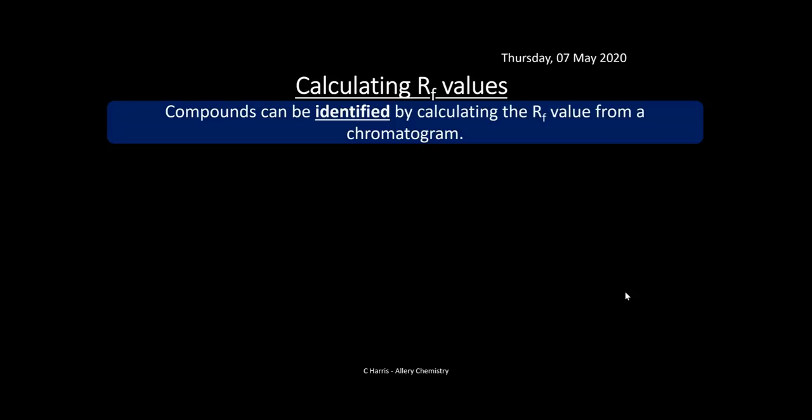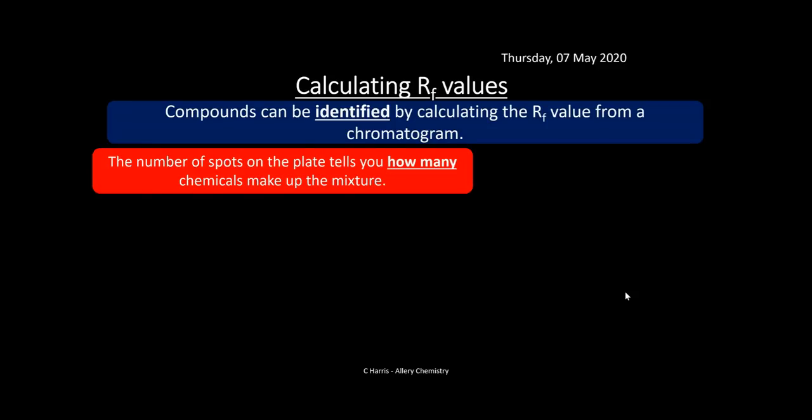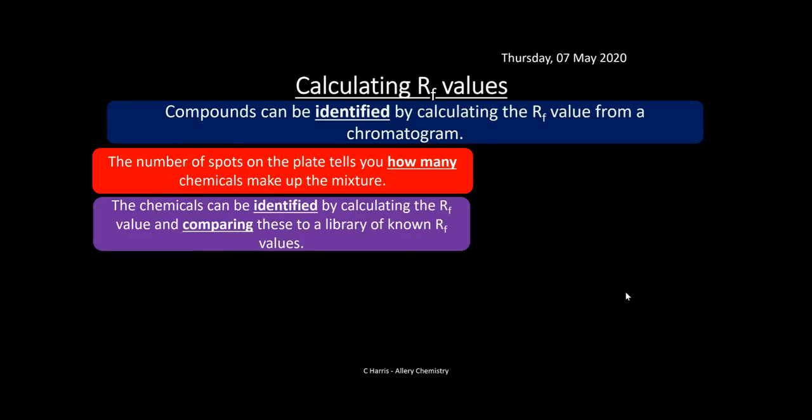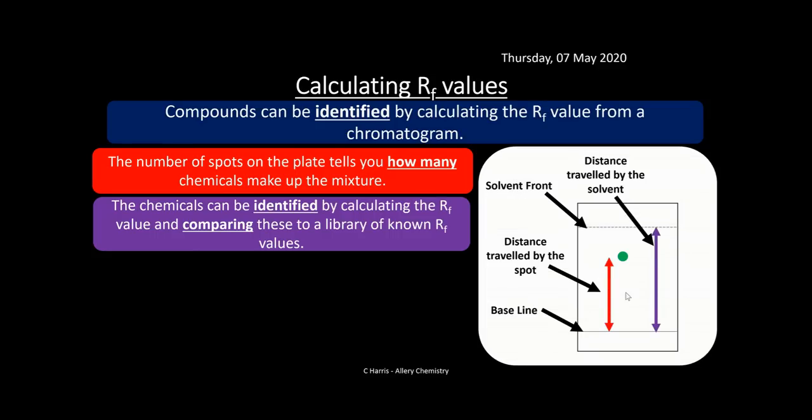So this is how we can do it. We can identify it using something called an RF value from a chromatogram. The number of spots on the plate tells you how many chemicals make up the mixture. For example, if you've got three chemicals in the mixture, you should see three spots in your chromatogram. That's fairly straightforward. And these can be identified by calculating the RF value and comparing these to a library of known RF values.